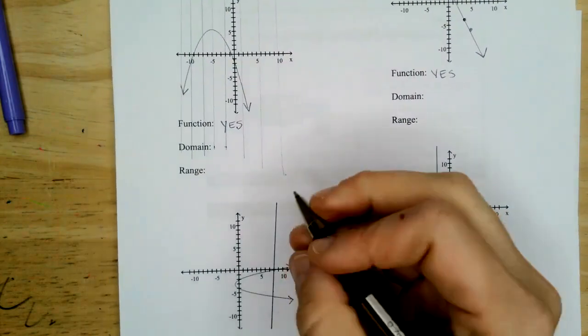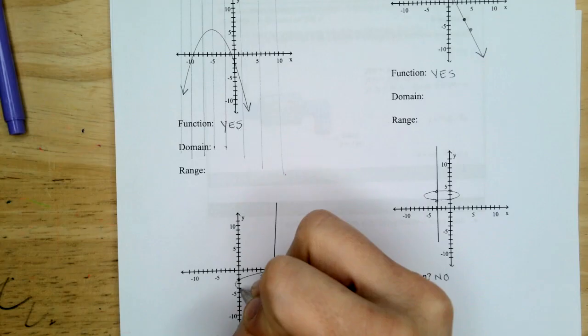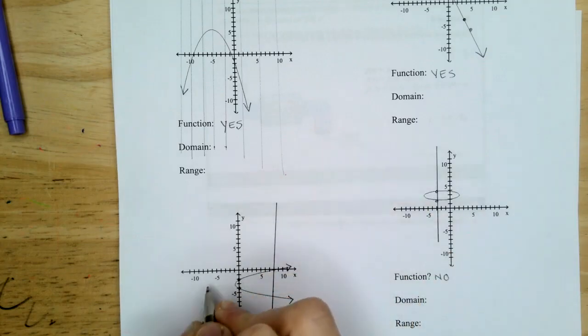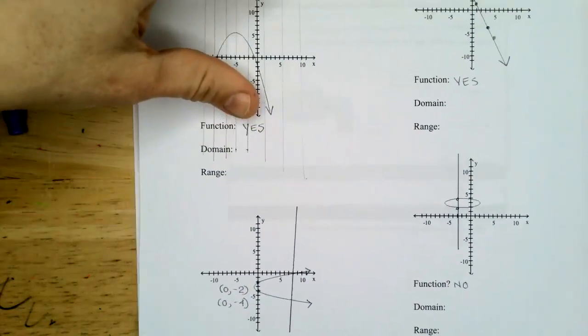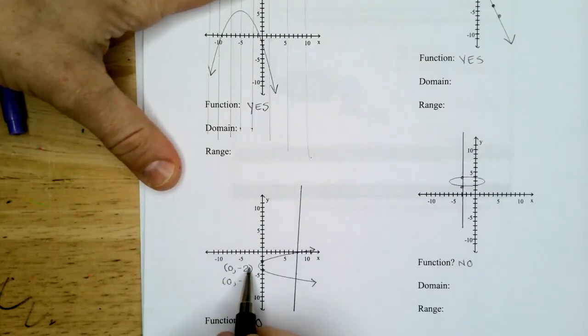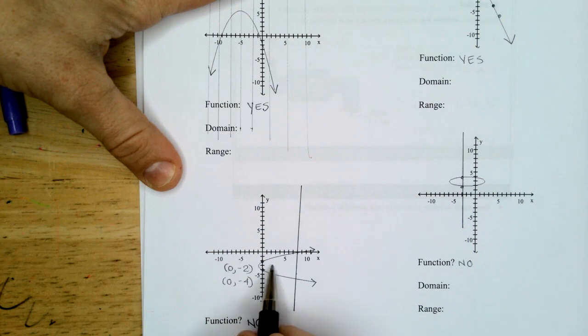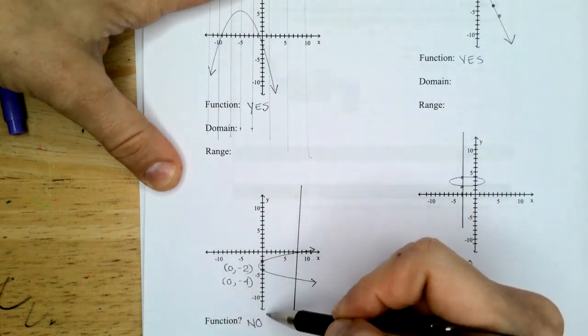Let's talk about this, okay? If I was to take this point and this point, right? This point is x is 0, y is -2. And then this point is x is still 0, but now y is -4. Do you see how that presents a problem with it being a function? Every time I put in 0, I want to see -2. Sometimes I put in 0 and I get -2, sometimes I put in 0, I get -4. That's why the vertical line test tells you whether or not it's a function.